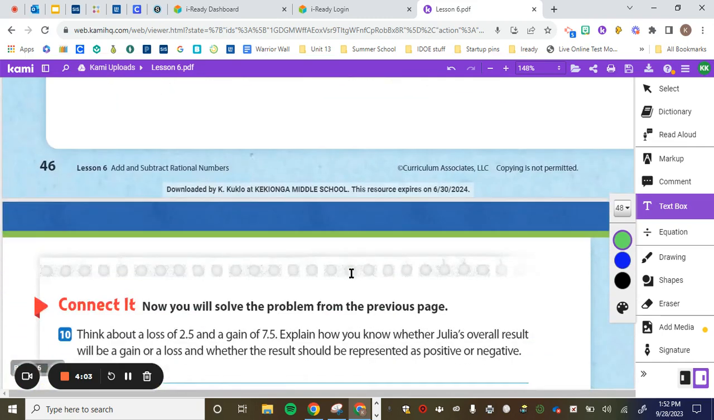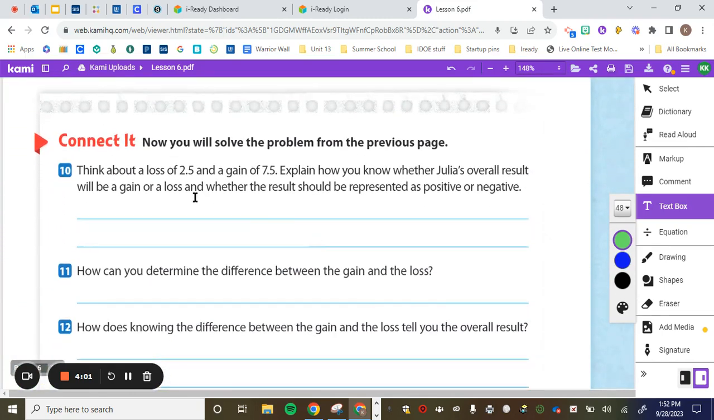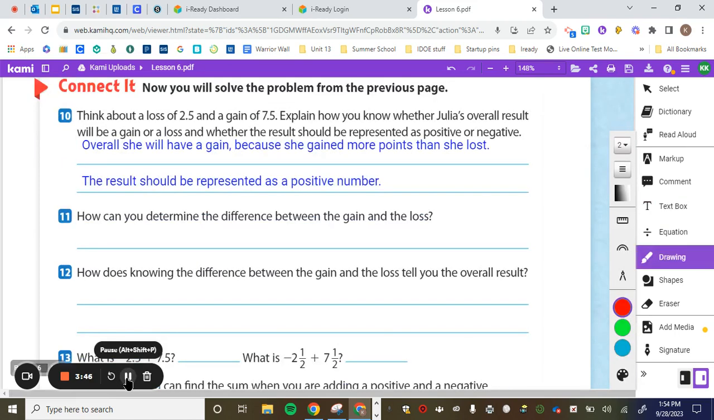So we're going to go ahead to question number 10. Think about a loss of 2.5 and a gain of 7.5. Explain how you would know whether Julia's overall result will be a gain or a loss, and whether the result should be represented as a positive or a negative.